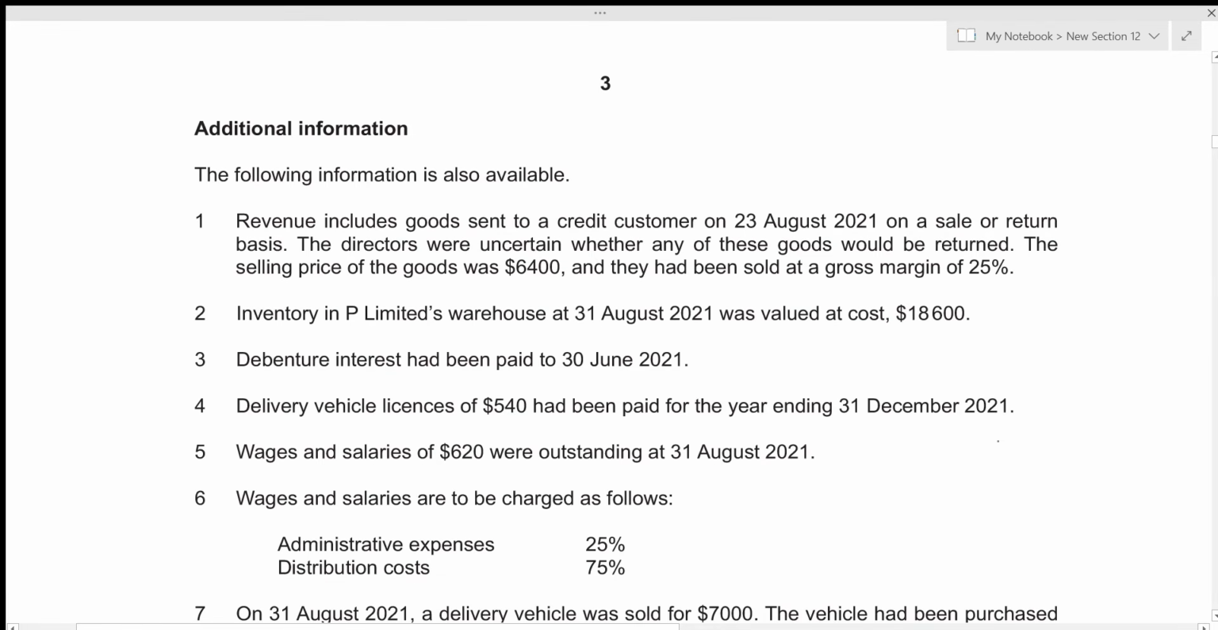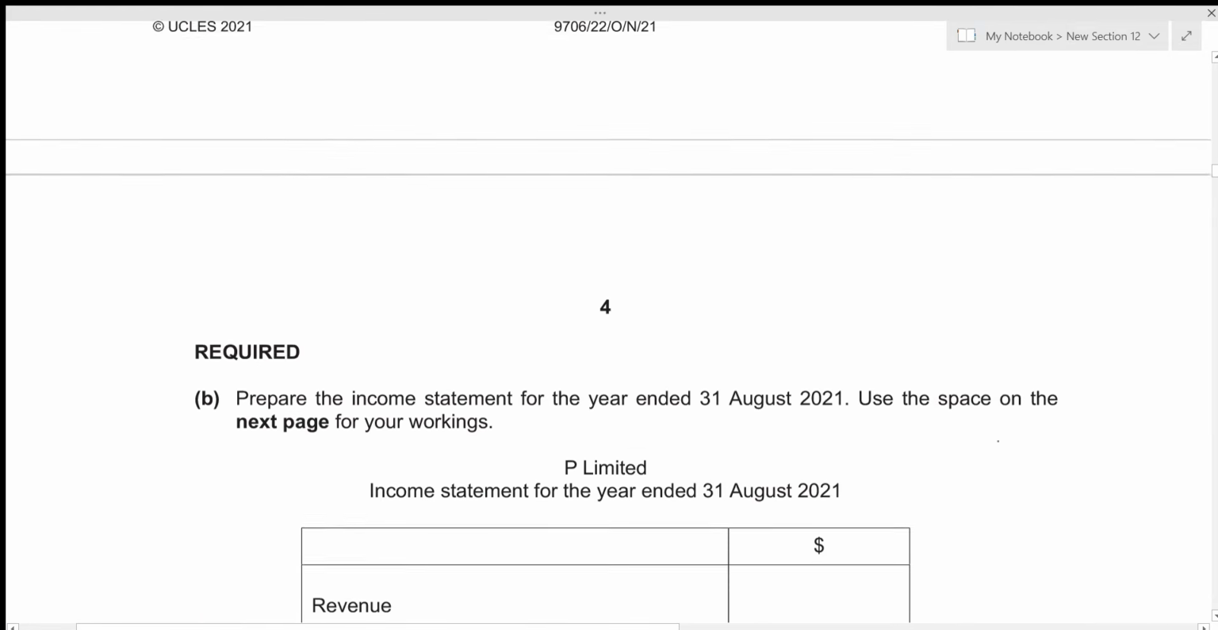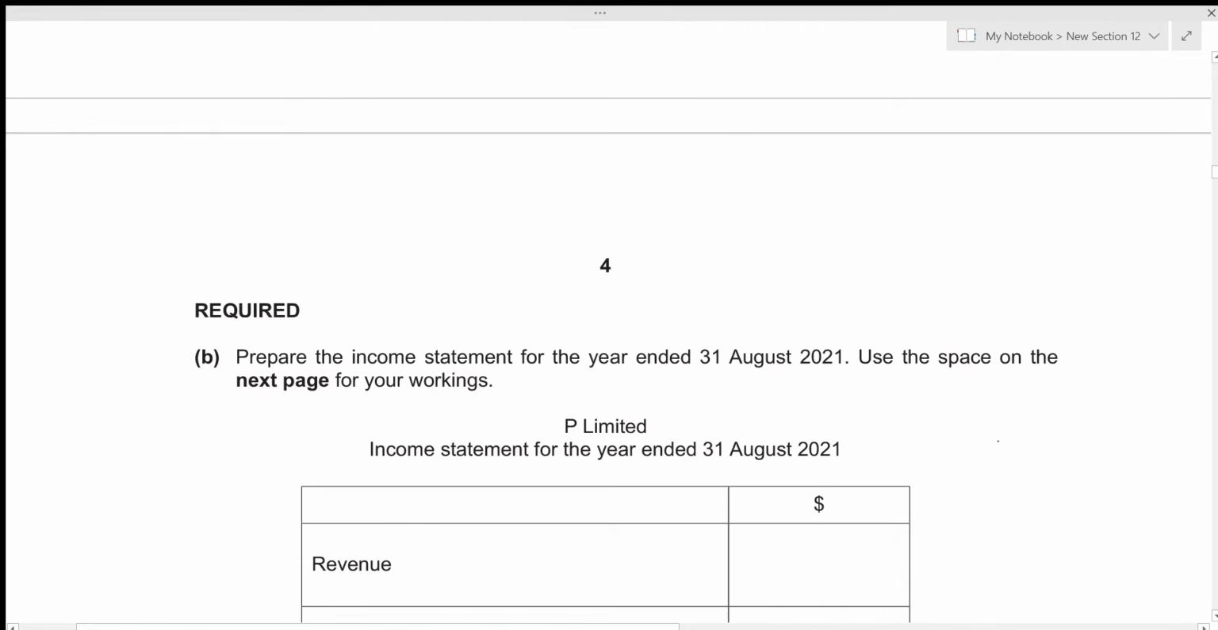Now again, we are given lots of information, and we need to prepare the income statement for the year ended 31st August 2021. And we must use the space on the next page for our workings. Alright, I've been scribbling around the question paper for previous solved papers, so I'll be trying my best to use the space for this question.